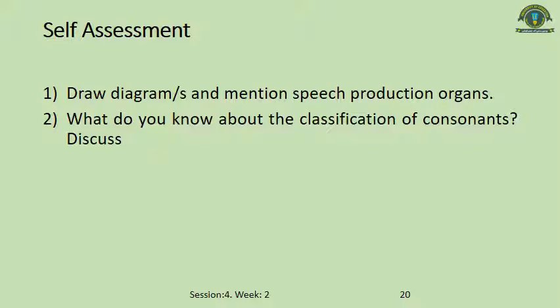Today we were trying to understand the classification of consonants, and I said that we can classify the consonants on the basis of three things. The first one is voicing, the second one is place of articulation, and the third one is manner of articulation. Today we tried to understand, if we want to classify the consonants on the basis of voicing, what is voicing?